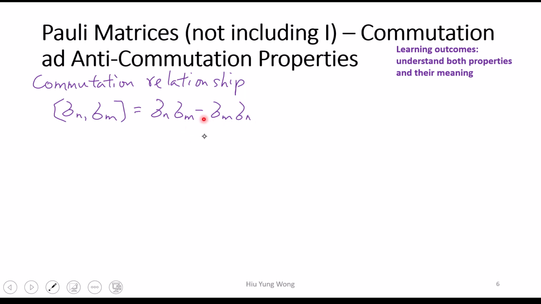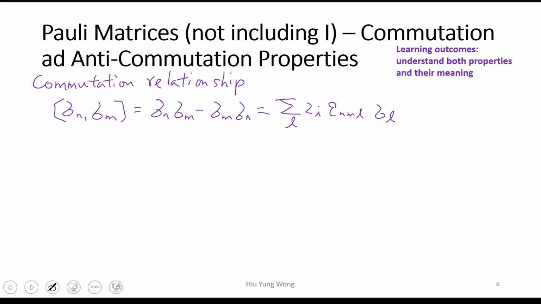Now, in our regular algebra, when you see this, what would be the answer? 5 times 3 minus 3 times 5, 0. We say they commute, right? Whether you put it in front or after, it doesn't matter. But these are matrices, so they don't commute in general. Usually they don't commute. Okay? Then what is the answer? It is equal to the summation over l of 2i epsilon n m l sigma l.